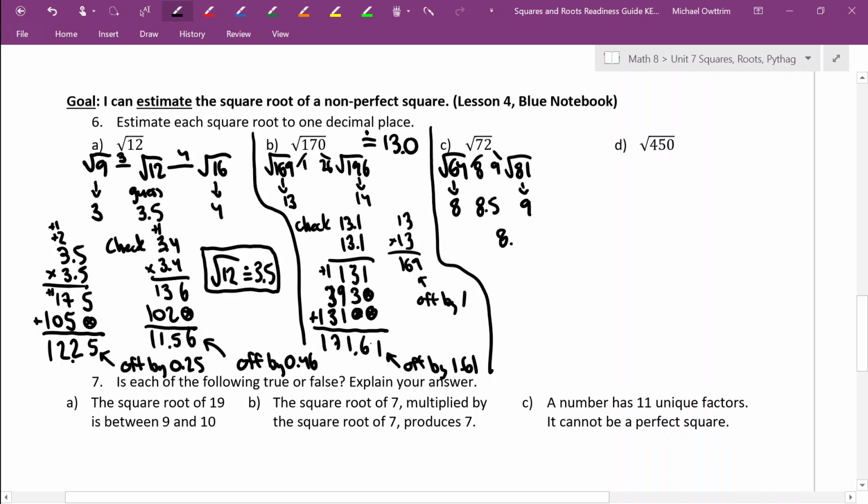Again, let's long multiply to check. So 5 times 5 is 25. Whoops, 5 carry 2. 5 times 8 is 40, plus 2 is 42. Placeholder 0, 8 times 5 is 40. 8 times 8 is 64, plus 4 is 68. Add them up.